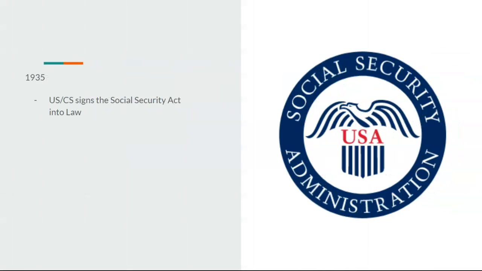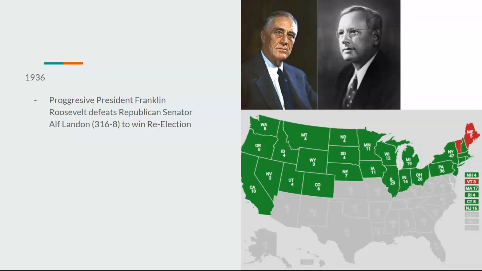In 1935, the USCS passes their own version of the Social Security Act into law, so both countries have Social Security now. In 1936, progressive President Franklin Delano Roosevelt defeats Republican Senator Alf Landon 316-8 to win re-election. Again, Roosevelt defeats Landon, and he wins re-election.